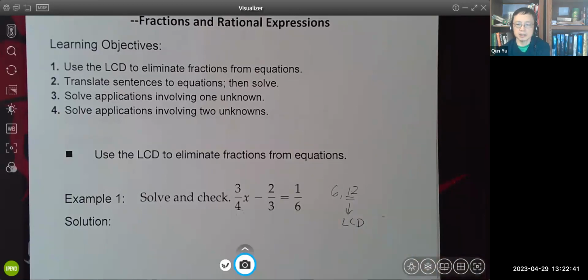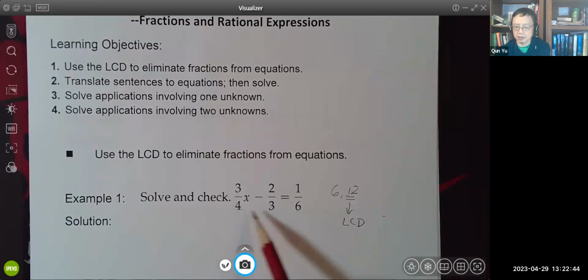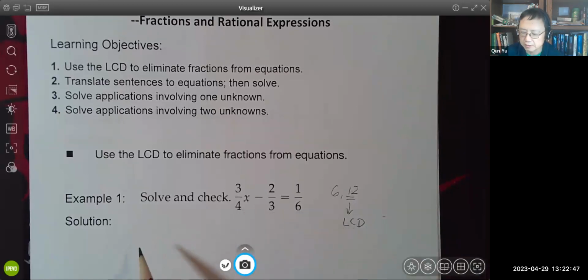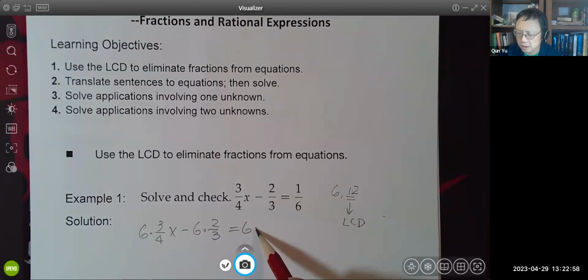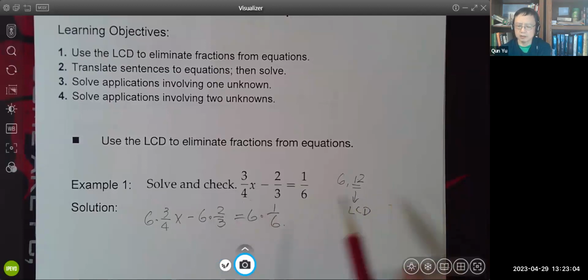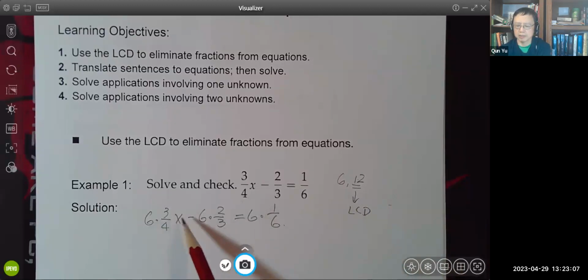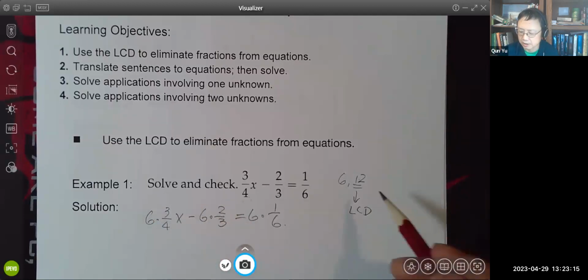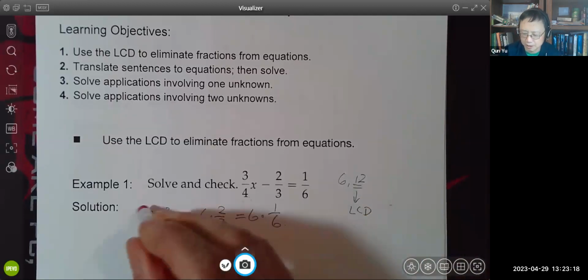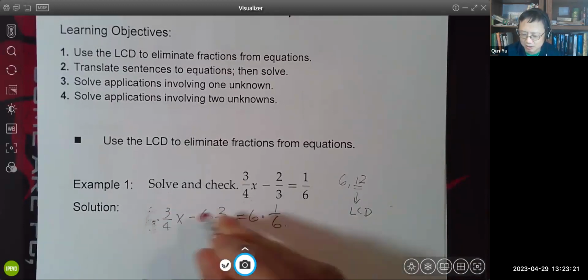So after we identify the LCD, we just multiply each term on both sides of the equation. So let's do that. So 6 times 3/4 of x minus 6 times 2/3 equals 6 times 1/6. Now, as soon as you have the LCD multiplied by each term, you try to cancel the denominators, because that's the very reason we do this. And I said 12, right? I wrote 6. I don't know what happened. So let's replace 6 with 12.